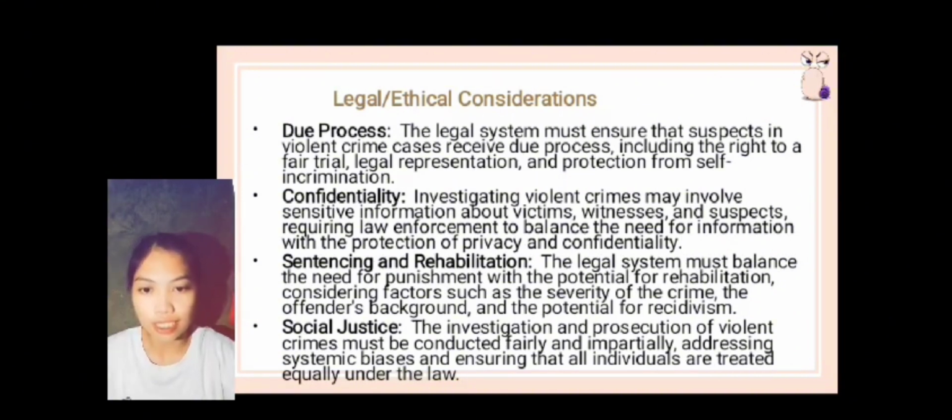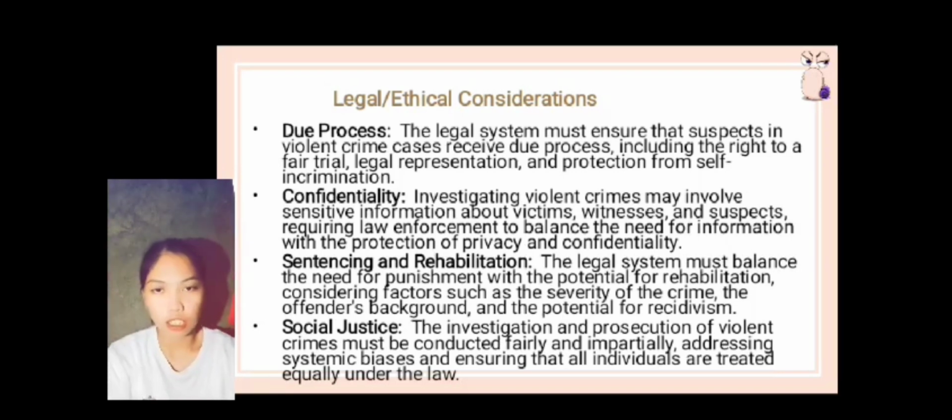Next is confidentiality. Investigating violent crimes may involve sensitive information about crimes, witnesses, and suspects, requiring law enforcement to balance the need for information with the protection of privacy and confidentiality.